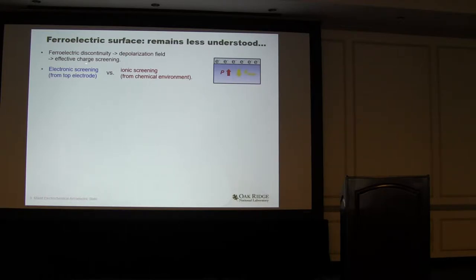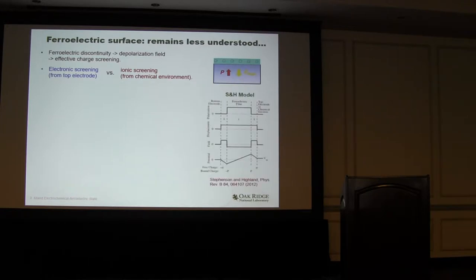Most of us know that the ferroelectric discontinuity at the surface will create a depolarization field that needs effective charge screening. Understanding this behavior has motivated extensive studies on the screening mechanisms. Electronic screening from a top electrode has been well understood. And recently, even in the absence of an electrode, the surface charge from the chemical environment could also effectively screen the charge. This work has been recently modeled by people from Argonne National Lab.